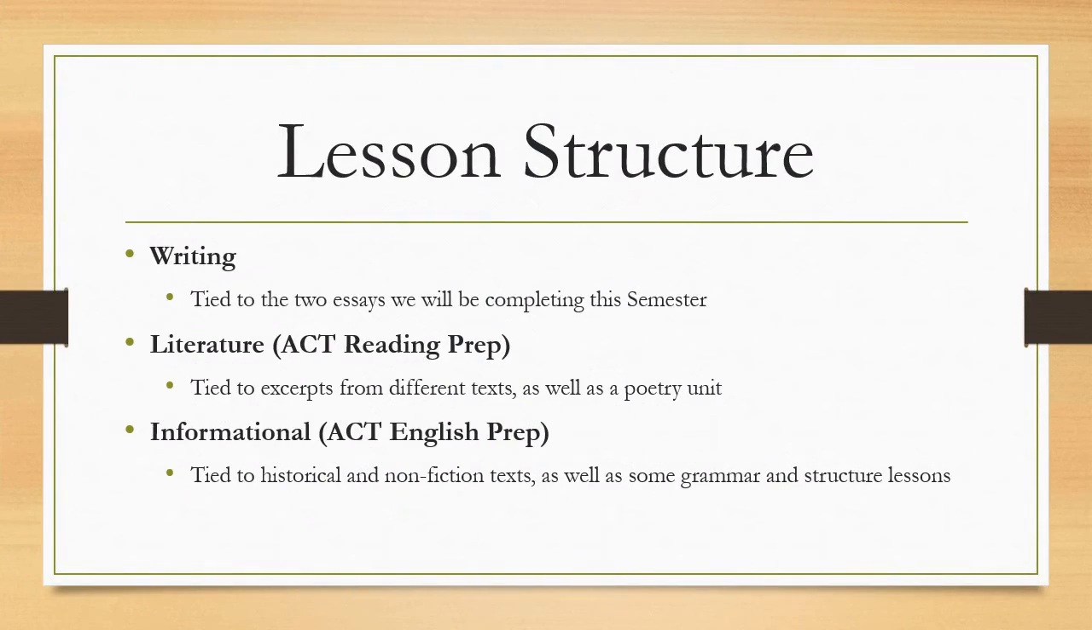As for the lesson structure, like the lesson we're in right now, they're going to be broken down into 3 parts. There'll be a writing lesson, which is going to be tied to the 2 essays we'll be completing this semester. There's going to be a literature lesson, which is usually going to be tied to excerpts from different texts, as well as a poetry unit. And the aim of all the work we do in the literature mini lessons will be preparing for the ACT reading. So as we're working in literature, we're prepping for that ACT reading test.